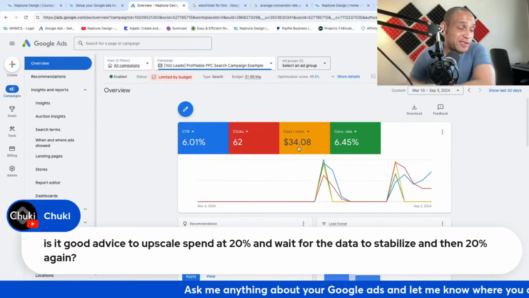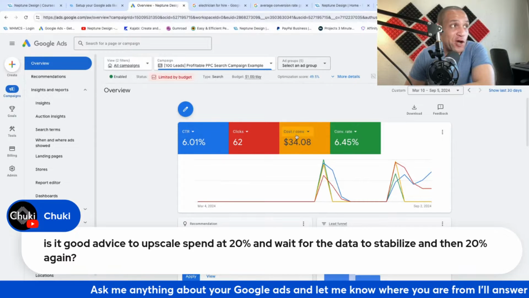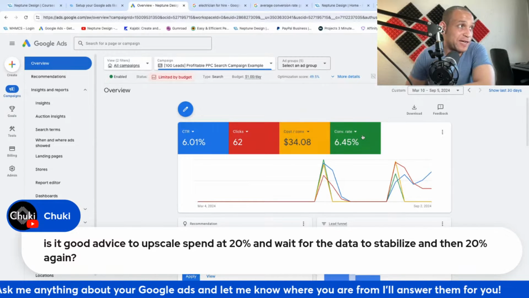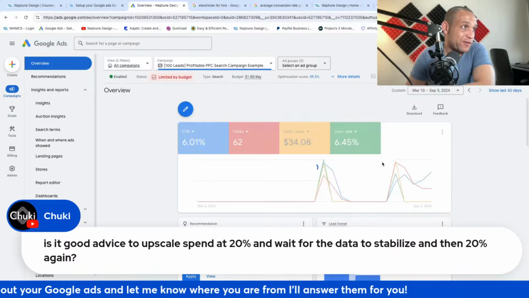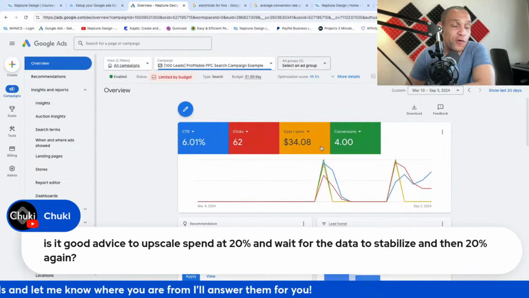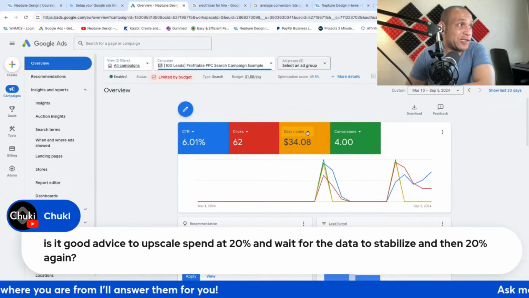I want you to look at the search ads. They are at 34.08% cost per conversion, right? And how many conversions do I have over here? I've only got 4 conversions. These are not good numbers.